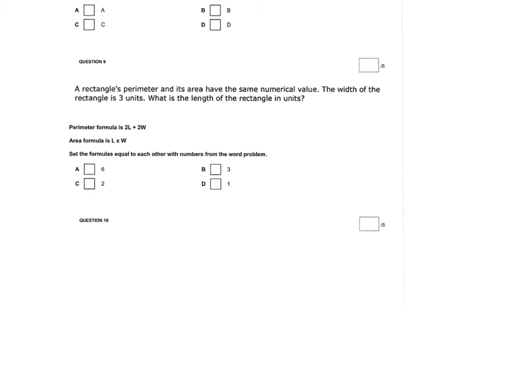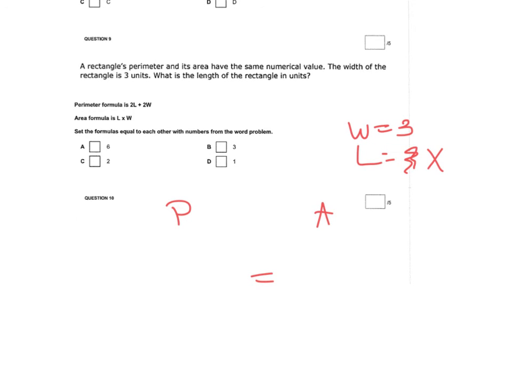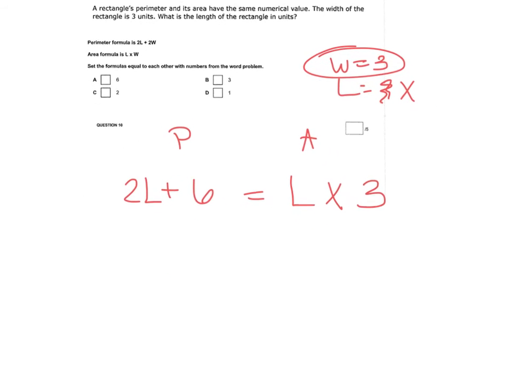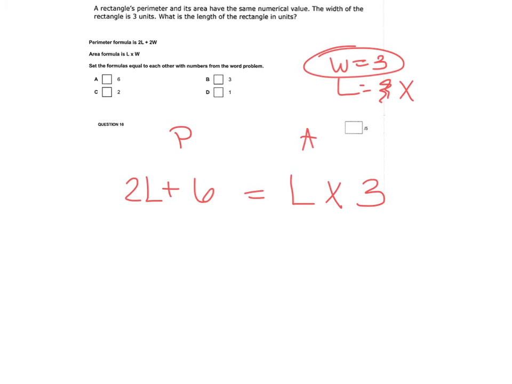Okay, a rectangle's perimeter and its area have the same numerical values. So we've got perimeter and area equal to each other. The width of the rectangle is 3 units. What is the length? That's what we don't know. That's our x. So we're going to use these two formulas. The perimeter formula was 2L plus 2W, but they gave us a number for W, so that would be 2 times 3. What is 2 times 3? That would be 6, so I'm going to write 6. Then the area formula is length times width, so length times 3, since they gave us the width. So really this is just an equation to solve. And I'll break it down so it looks a little bit easier to see.